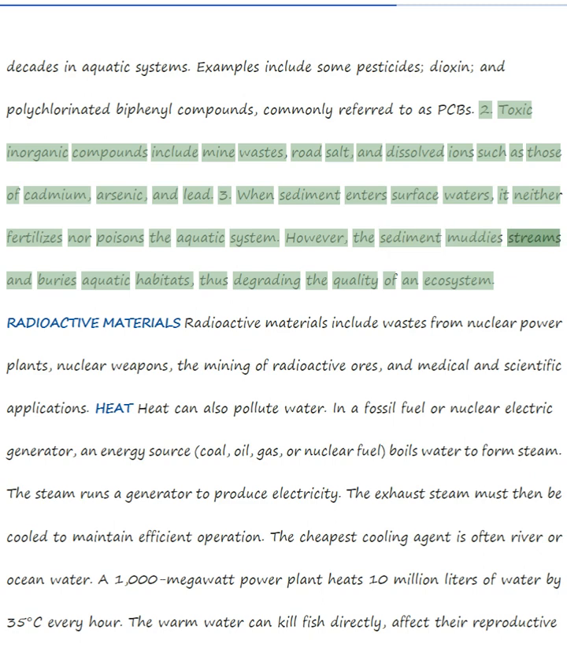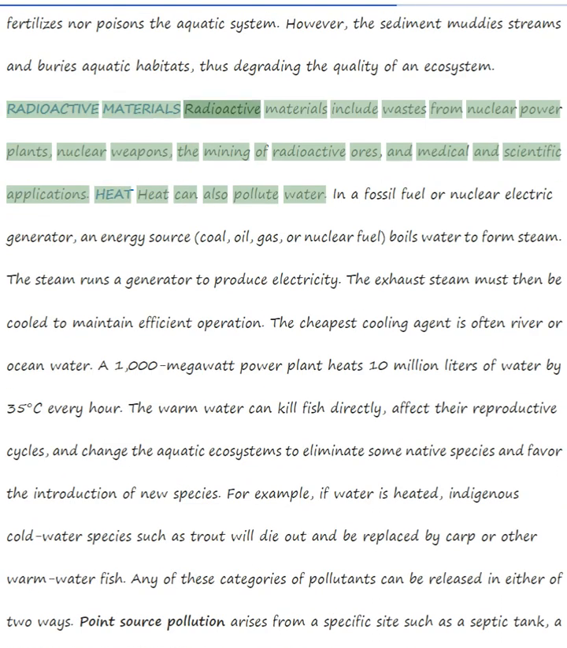However, the sediment muddies streams and buries aquatic habitats, thus degrading the quality of an ecosystem. Radioactive materials include wastes from nuclear power plants, nuclear weapons, the mining of radioactive ores, and medical and scientific applications.